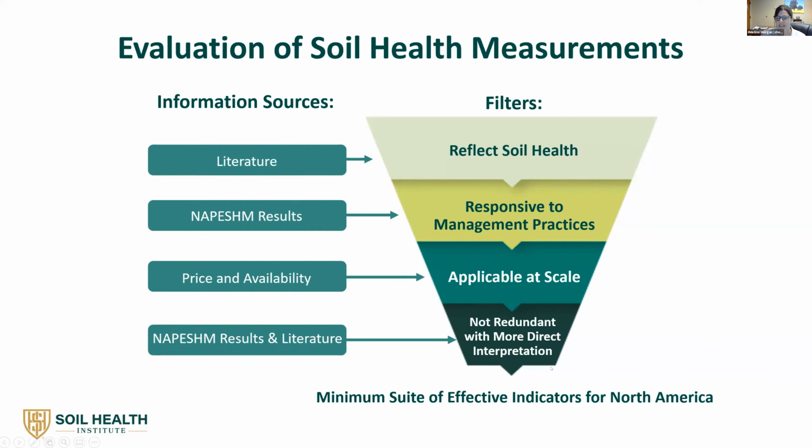And then lastly, we still had a lot more measurements than we wanted to recommend. So we really thought about, okay, which of these measurements are redundant with other measurements? So we wanted non-redundancy, but then when we're selecting, maybe something about carbon, we really wanted to look at which of these measurements is most direct to the interpretation that we think is important for farmers, for soil managers, and for stakeholders and supply chain information.